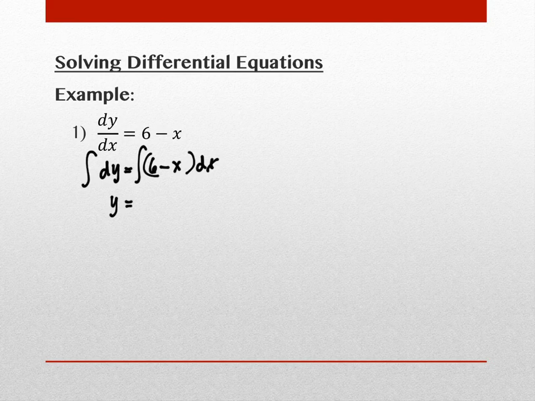So I have y equals what? What's on the right-hand side? Right. What's it going to be? 6x minus x squared over 2. And then plus c, right? Okay, so that's where we left off last time.